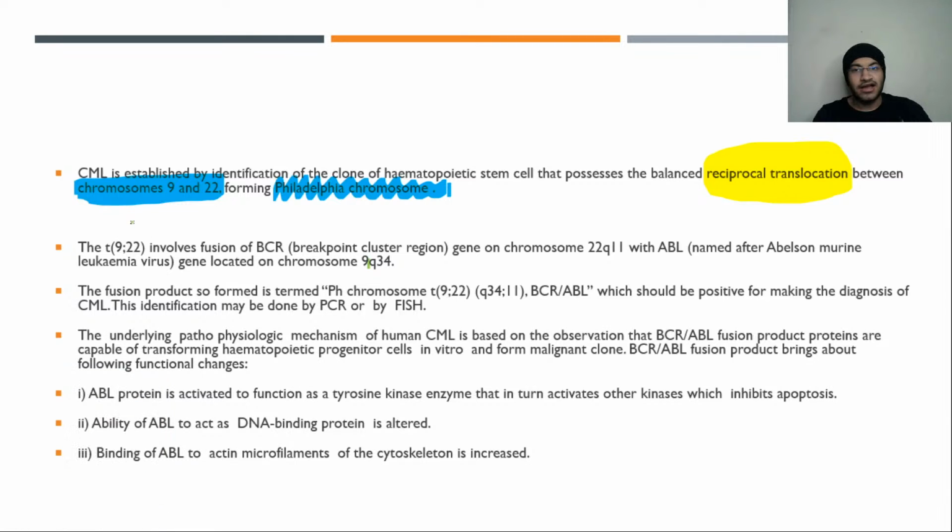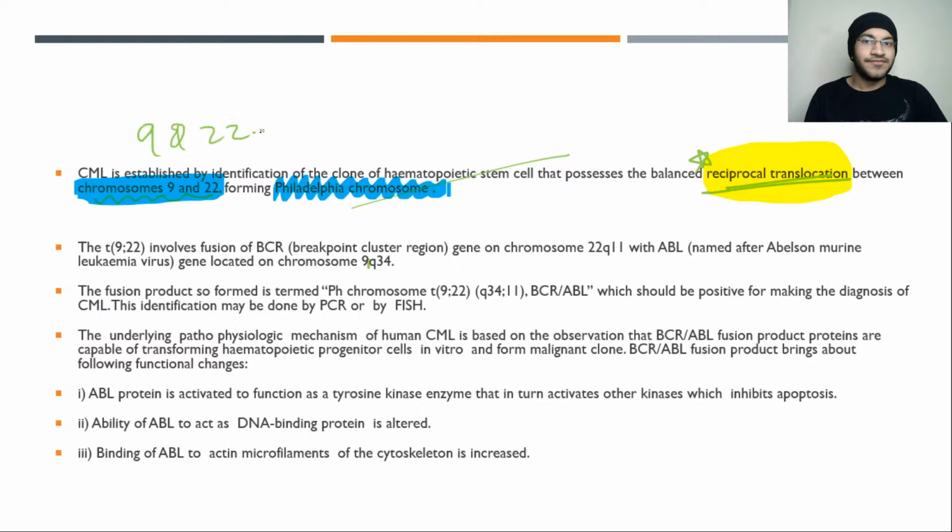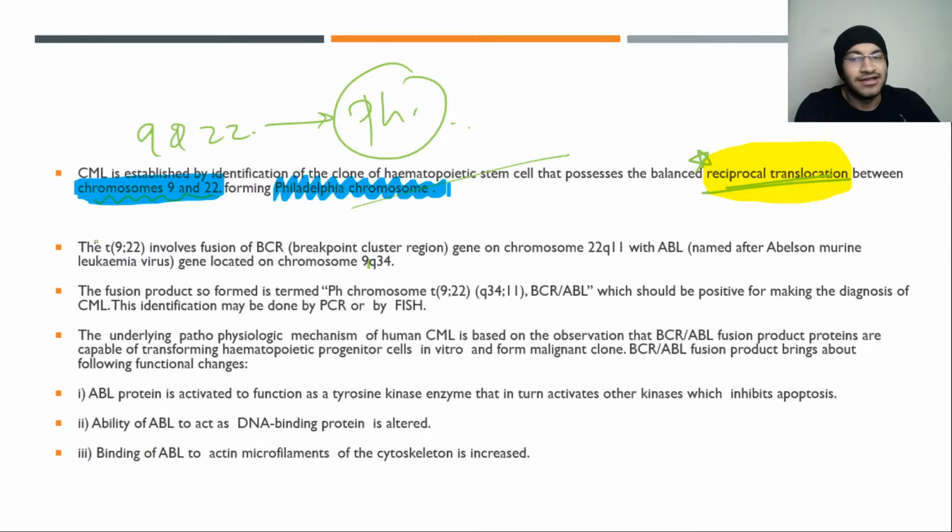Yeah, back with the pen. So guys, the most important thing is reciprocal translocation. Reciprocal translocation of chromosome 9 and 22 will give rise to the Philadelphia chromosome. The t(9;22) involves the fusion of the BCR and ABL.